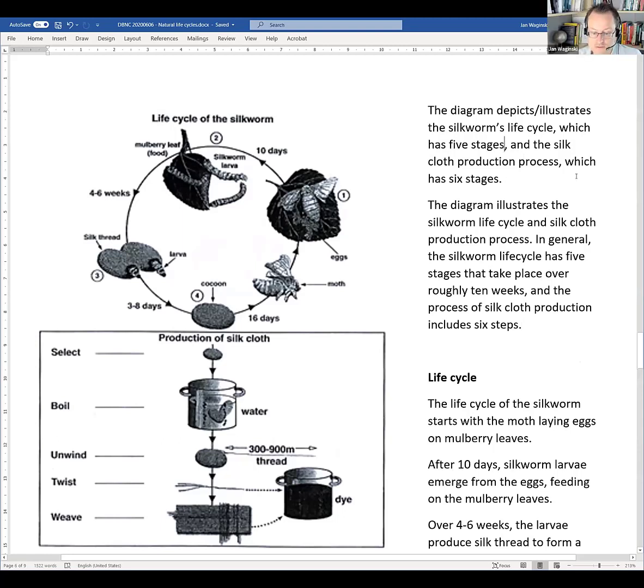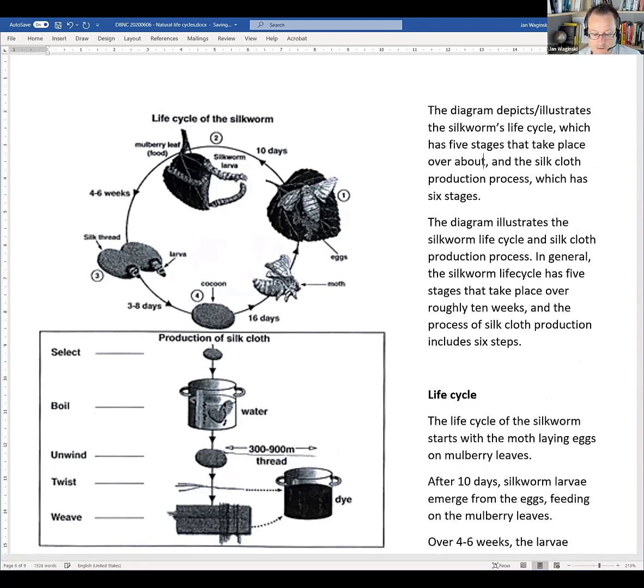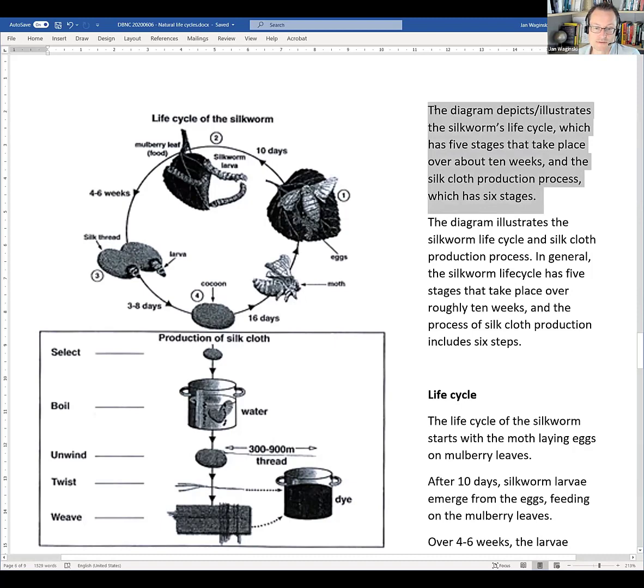Has 5 stages that take place over about 10 weeks. Yeah. So if you do this in 1 sentence, you're going to have a 1-sentence intro that includes just the context and the general overview, or you can chop it up into 2 sentences. So we're going to end here.